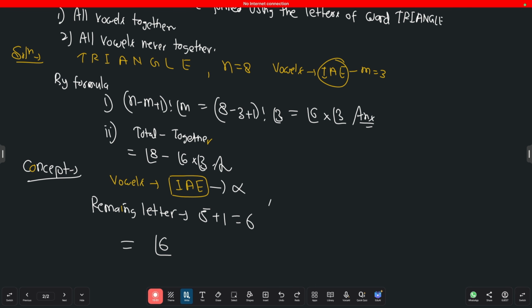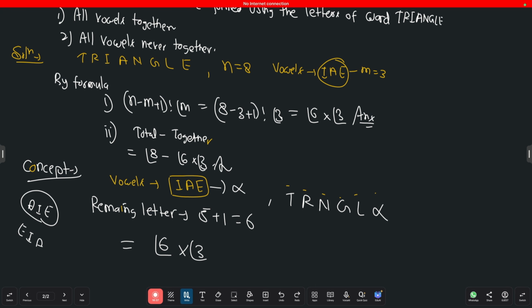Can I write for you? Remaining letters are T, R, N, G, L and alpha. So now you see here all are different: 1, 2, 3, 4, 5, 6. It means total permutation is 6 factorial, but I, A, E together can switch their positions. You can also write A, I, E, then also all vowels are together. If you write E, I, A, then also together. So how many times can they switch their positions? 3 factorial. That's why you have to multiply by 3 factorial.